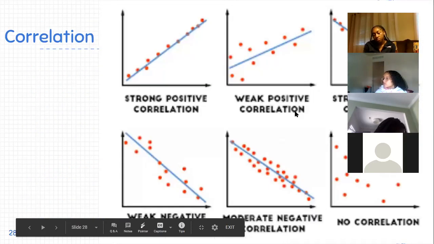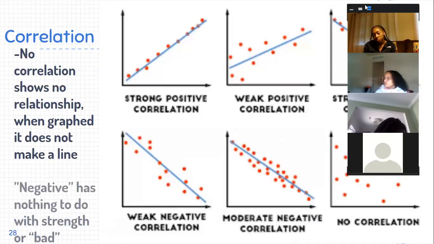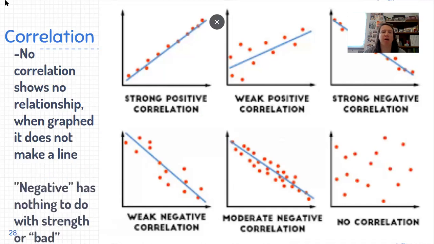All right, so here are the things I was just showing you. Write down the no correlation too. No correlation shows no relationship. When graphed, it makes no type of line at all. Also, make yourself a note that the word negative, like in a negative correlation, doesn't mean bad. It doesn't mean strength or bad direction. It just means opposite direction, where positive means the same direction.